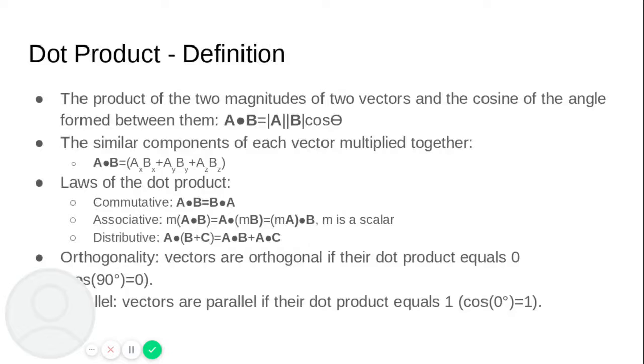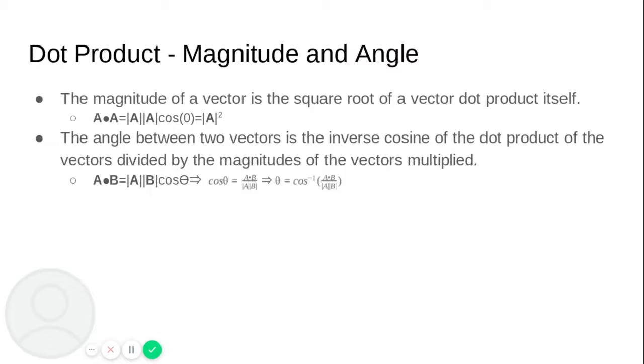In terms of orthogonality, vectors are orthogonal if their dot product equals 0, just based off of cosine of 90 equals 0. And they'd be parallel if the dot product equals 1, because the cosine of 0 degrees, which is the angle between parallel lines, is 1. So the magnitude of a vector is the square root of a vector dot product itself. So for example, a dot a would be equal to the magnitude of a times the magnitude of a times cosine of 0, and this is just equal to the magnitude of a squared.